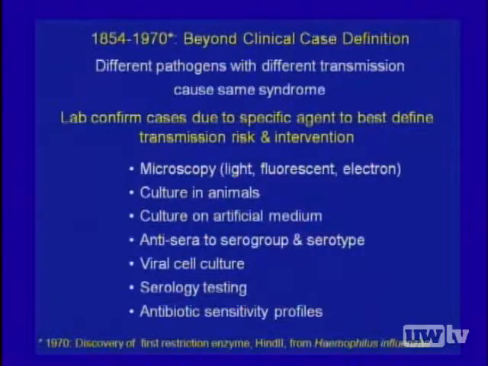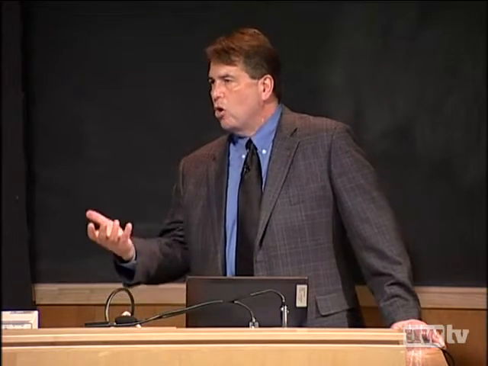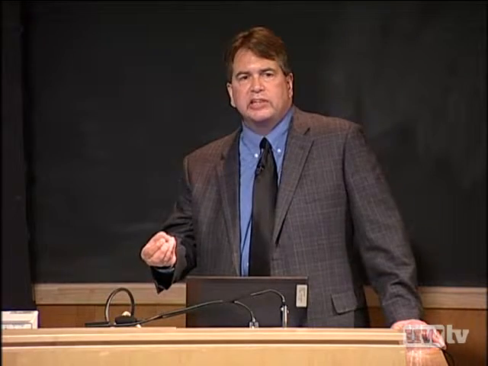So what laboratory does over the next 116 years is that they are moving to confirm that cases are due to a specific agent, and they do it through microscopy, through culturing these organisms in animals, culturing these organisms on artificial media, the use of anti-sera to serogroup and serotype. We still do it today in a lot of situations. Viral cell culture in the 1920s and the 1930s. Serology testing also in the 30s and the 40s. And is still getting new technology applied to it today. And then antibiotic sensitivity profiles. So you can see that people are working harder and harder to show what is the organism? Are they the same organisms? Are they clonal organisms?